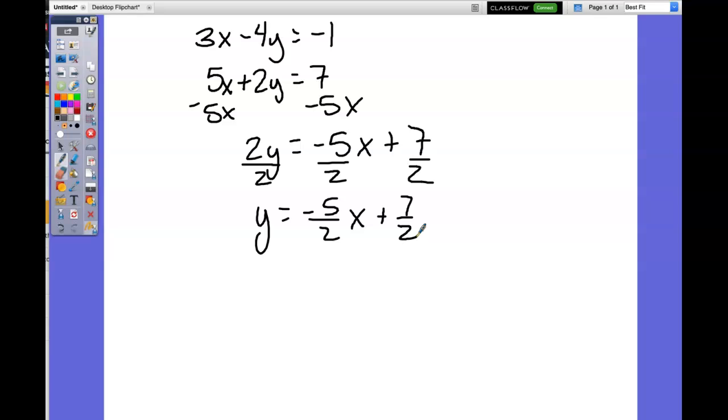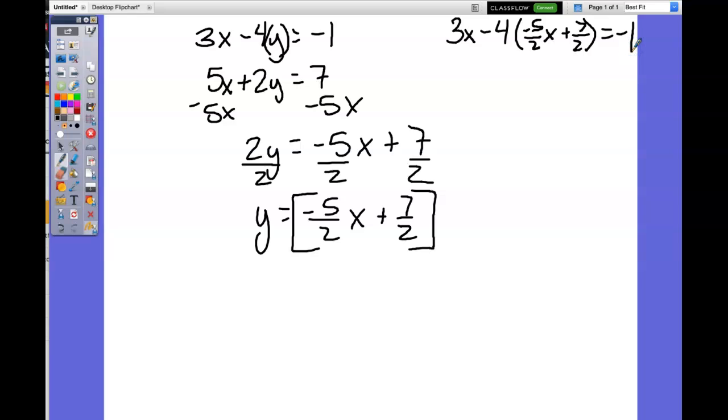Okay. So now we have one variable by itself, so we call for a sub. I'm going to plug this entire part in for y in this equation. So I would have 3x minus 4 times negative 5 over 2 x plus 7 over 2 equals negative 1.